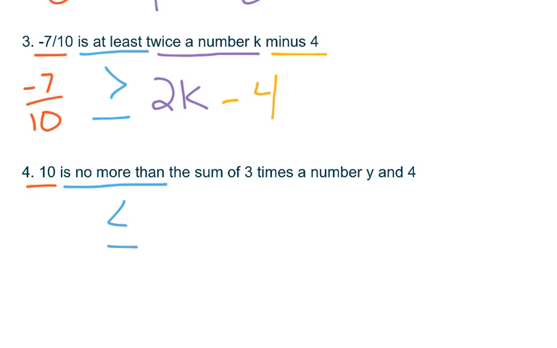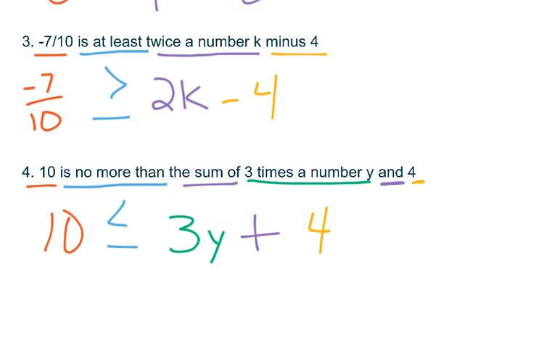Left-hand side, we just have the number 10. And then the right-hand side, the sum of. So the sum means plus, and really what you're looking for is and. That's where the plus goes. Okay, so we'll have 4 on the right-hand side. Sum of 3 times a number y. I'm going to change colors here. 3 times a number y, that means 3y. Okay, the sum of 3 times a number y and 4.